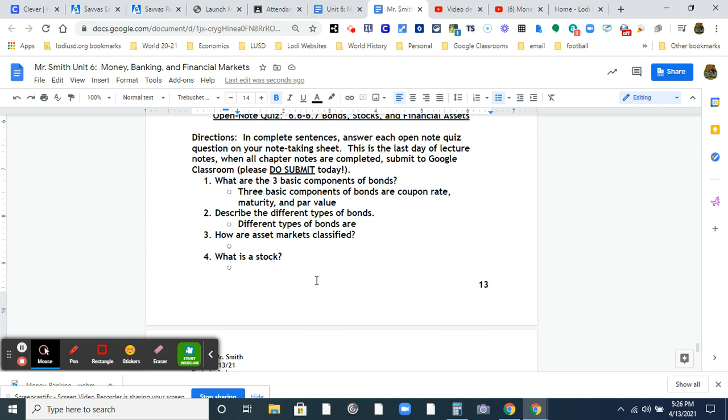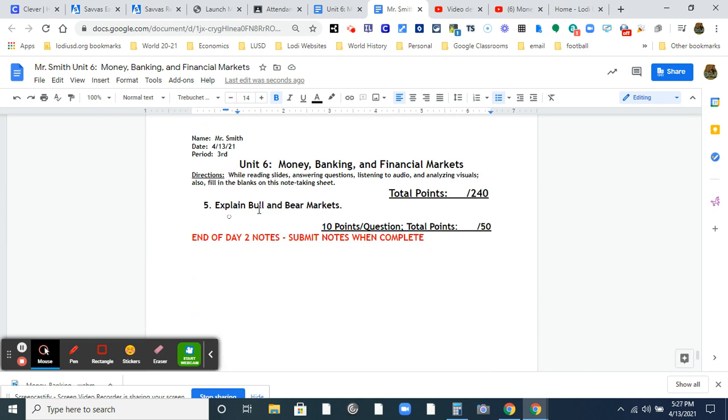What is a stock? A stock is a share of a corporation. Explain bull market and bear markets. In a bull market, the market is rising. The market's value is increasing. In a bear market, the market's value is decreasing. Write that up in complete sentences, get that submitted, and you're good.